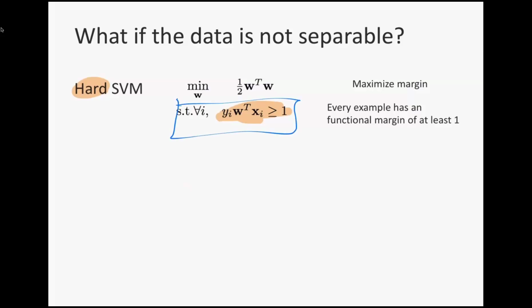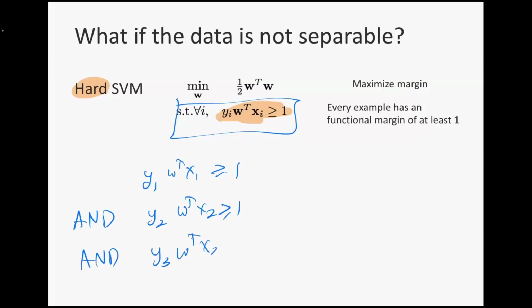What that means is, let's think about what this for all means. For example number 1, y1 W transpose x1 should be greater than or equal to 1. And for example number 2, y2 W transpose x2 should be greater than or equal to 1. And so on, for every single example. Let's say you have a weight vector where this part does not work. You want an AND of all of these things, so the entire set is false. So your condition fails.